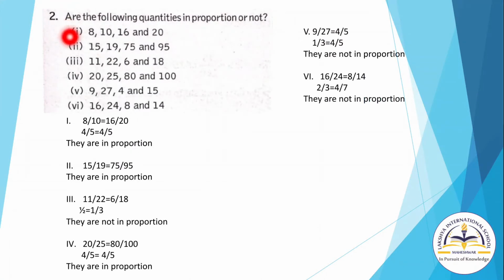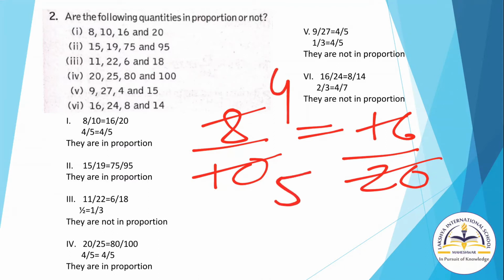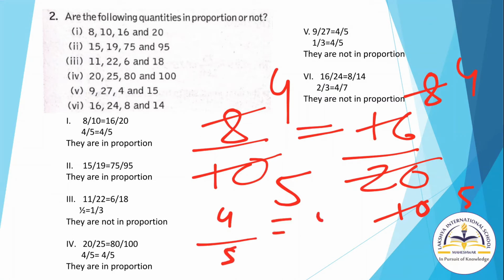Now question number 2, are the following quantities in proportion or not? Now here you can see 4 numbers are given, that is 8, 10, 16 and 20. Now what you have to do? First you have to write 8 by 10 equals to 16 by 20. Now you can cut both. First we will cut 8 by 10 with the table of 2. You will get 4 and 5 here. Now here also we will cut with the table of 2. You will get 8 and here 10. Now again 4 then 5. Now you can see 4 by 5 equals to 4 by 5. That means they are in proportion.